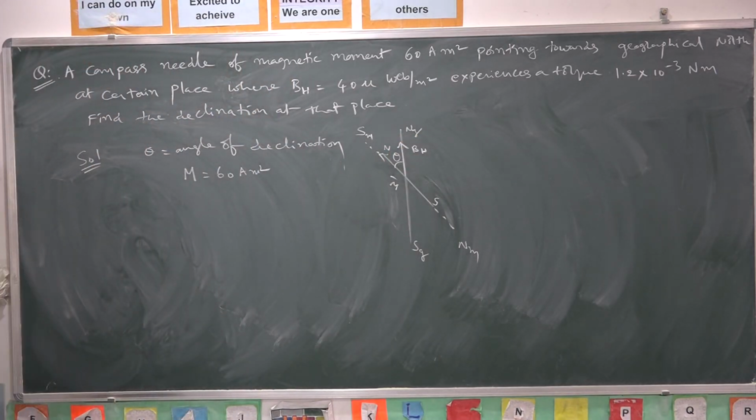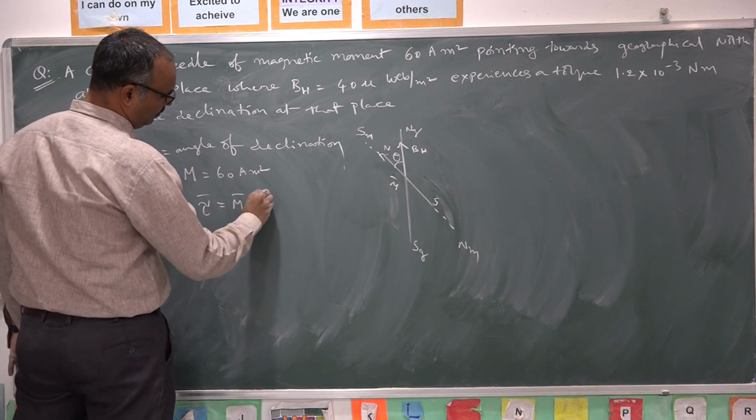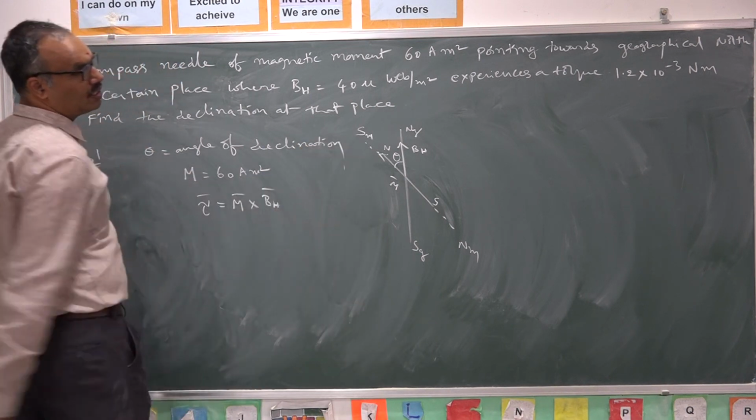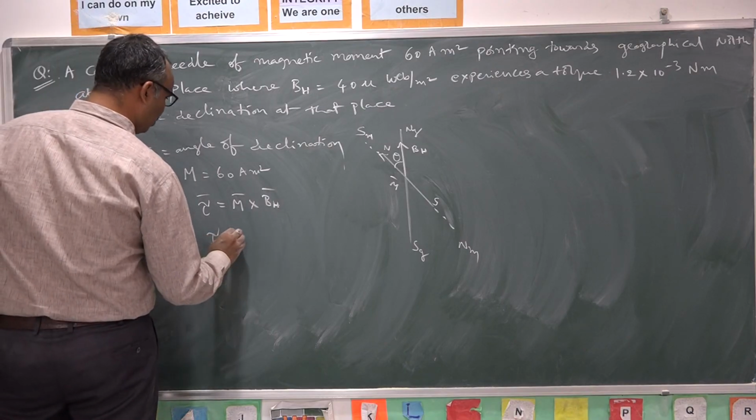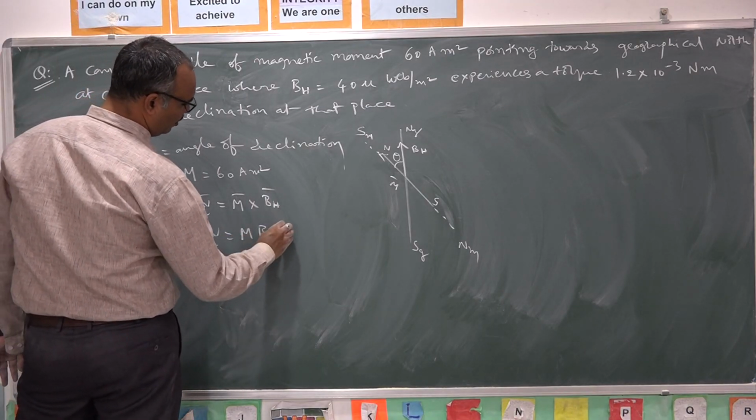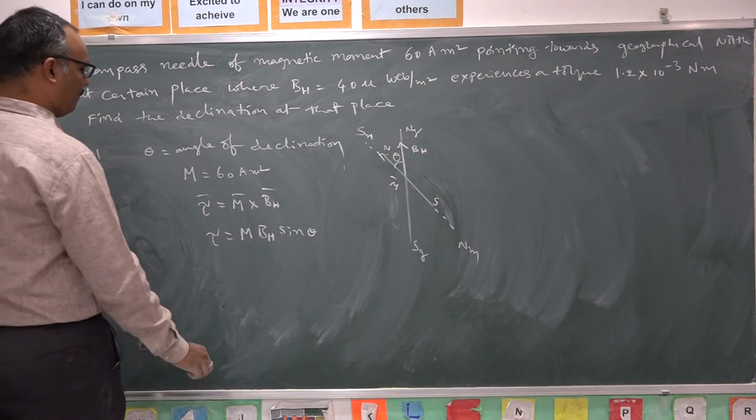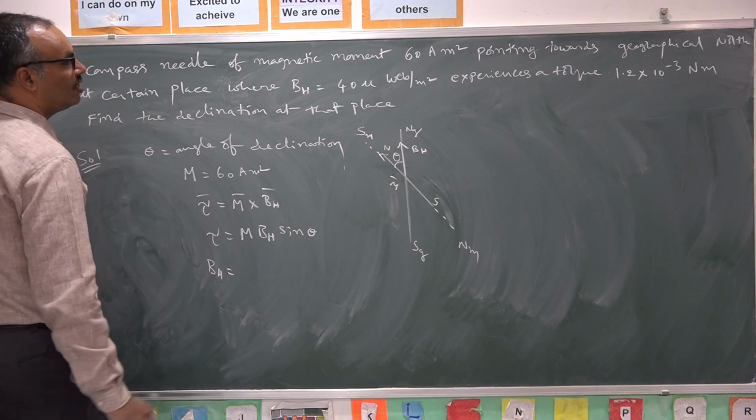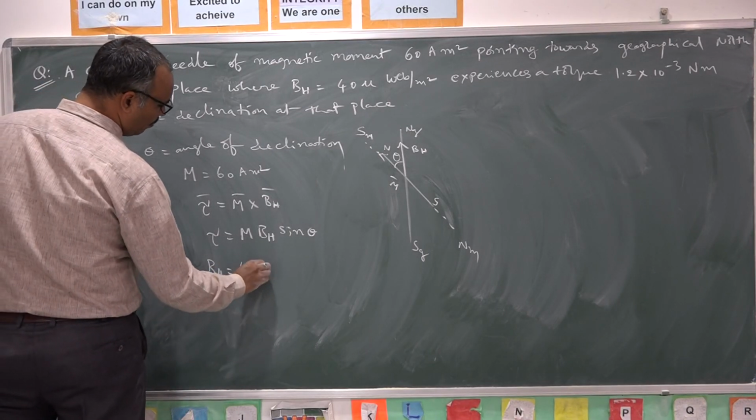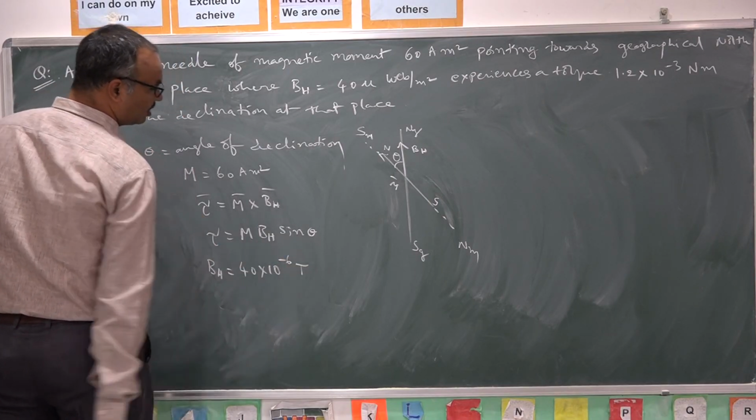So when a magnet is kept in an external magnetic field, it experiences some torque given by m bar cross BH bar, because here the horizontal component of earth magnetic field is the external magnetic field. So tau is equal to M BH sine of the angle between them, which is the angle of declination. M value they gave, BH value also they gave: 40 into 10 power minus 6. Micro means 10 power minus 6. Weber per meter square is Tesla.